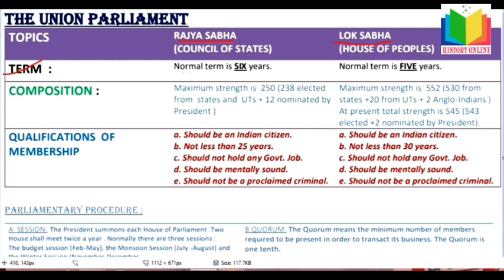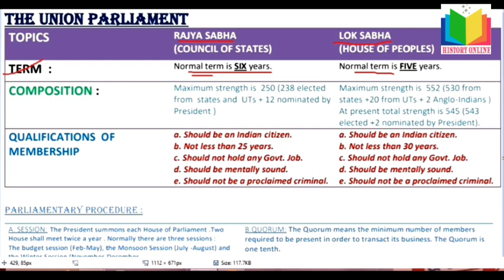The normal term of Rajya Sabha is 6 years and the normal term of Lok Sabha is 5 years. The Rajya Sabha is a permanent house. It cannot be dissolved like Lok Sabha. Each member of Rajya Sabha is elected for a period of 6 years. One-third of the total members of the house retire after every 2 years. Members can be re-elected if they so desire and if their electors support them. So mainly the normal term is 6 years for Rajya Sabha.